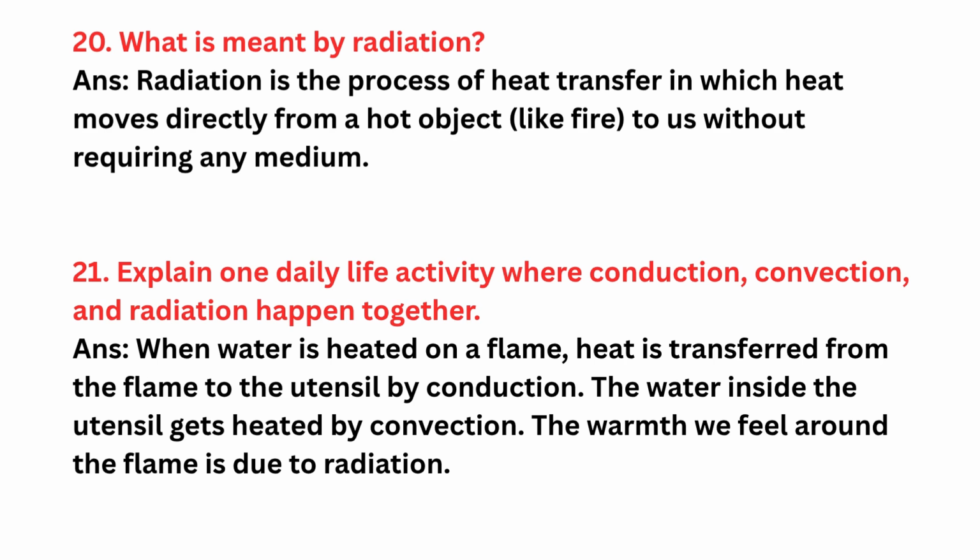Question number 21. Explain one daily life activity where conduction, convection and radiation happen together. Answer. When water is heated on a flame, heat is transferred from the flame to the utensil by conduction. The water inside the utensil gets heated by convection. The warmth we feel around the flame is due to radiation.